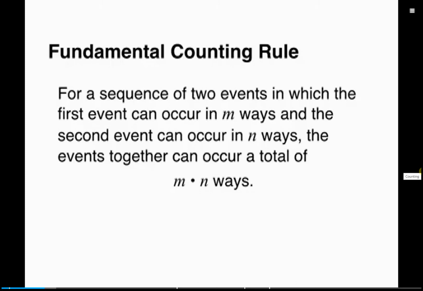But this can extend, because it doesn't have to be just m and n. There could be 5 different events in a sequence. You can still take the product of each of them happening in a row. You could go on to L, M, N, O, and then P, and then Q. You could multiply all those different possibilities together. Let's look at this as an example. Sometimes that helps it make a little bit more sense.